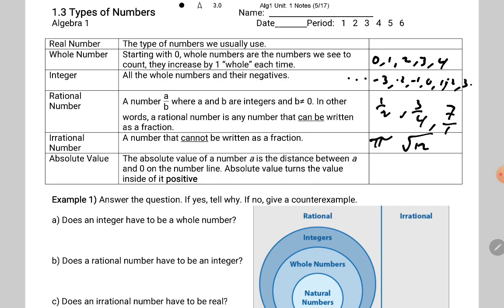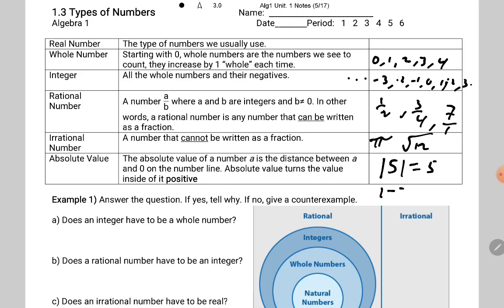And let's talk about absolute value. So the absolute value of the number a is the distance between a and 0 on a number line. So let's look at what it looks like. So here's an example. If you ever see these bar-like things around a number, that means the absolute value of 5, which means the distance between 0 and 5 on a number line is 5.